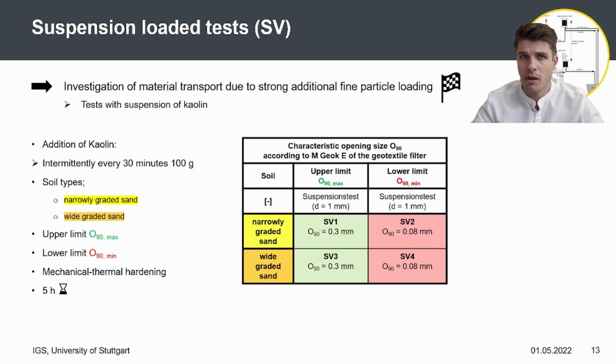The suspension tests investigate the material transport by strong additional fine particle loading and had a time frame of 5 hours. The suspension homogenized by a mixer in the water reservoir was realized with the interval addition of kaolin, 100 grams every 30 minutes. The suspension tests showed that an input of hydraulically mobilized fine particles into the soil must be avoided at all costs, regardless of the geotextile selected. The high loading of fines showed the high risk of filter clogging, especially for the geotextile at the lower boundary.